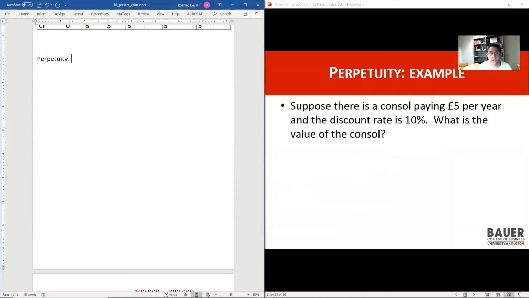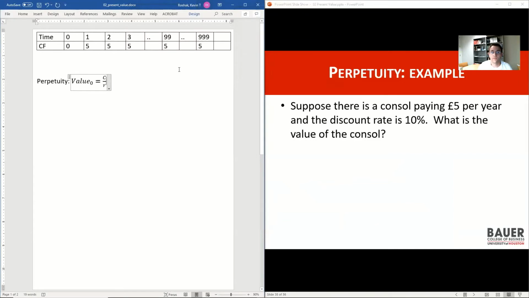Therefore, we know how to value it. Right? So the value of the perpetuity sitting at time 0 is C divided by R. We know that C is 5 pounds. Discount rate is given at 10%. So therefore, the value of this perpetuity must be 50 pounds. So that's how we would solve a run-of-the-mill perpetuity problem.